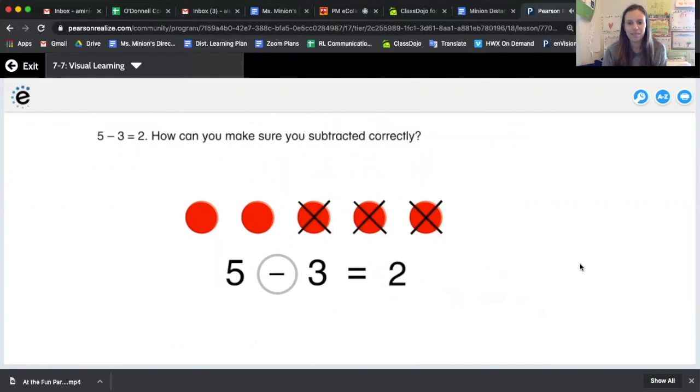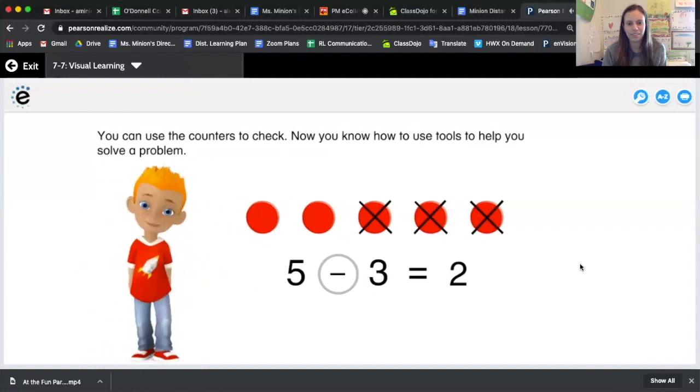How can you make sure you subtracted correctly? You can use the counters to check. Now you know how to use tools to help you solve a problem. Great job!